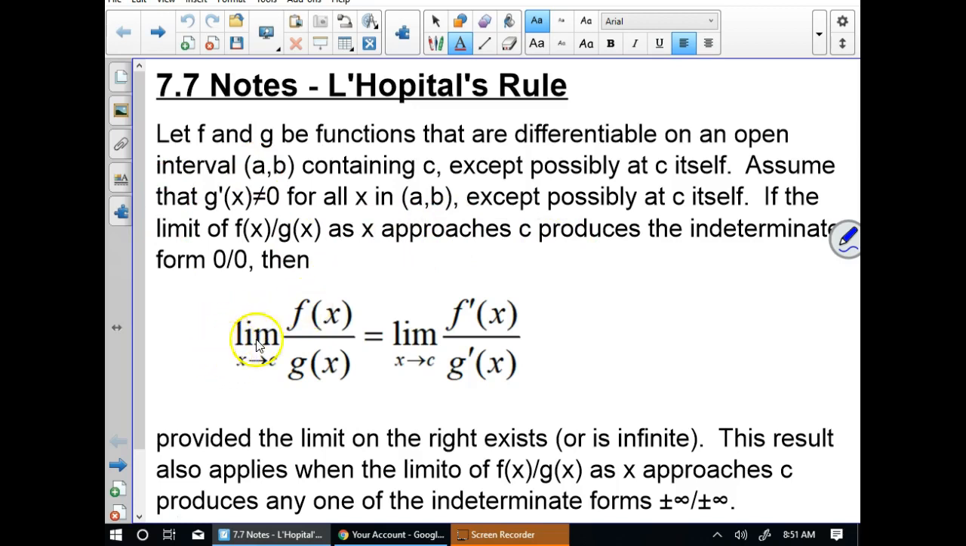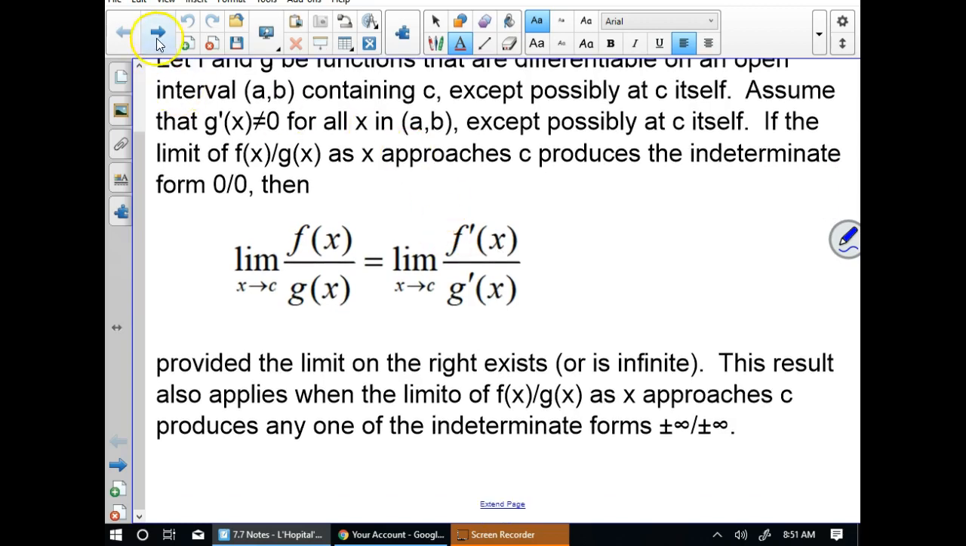So, if we have the limit as x approaches c of f of x over g of x, then we can take the derivative of the top and the derivative of the bottom and take the limit of that, and it still gives us the same answer. So, let's look at some problems.